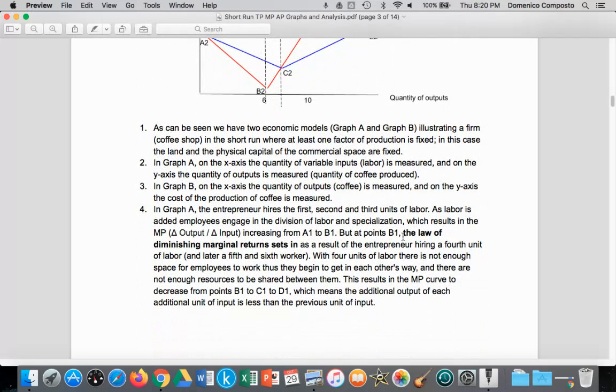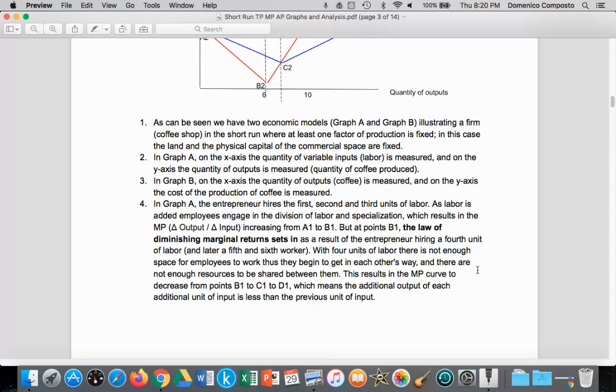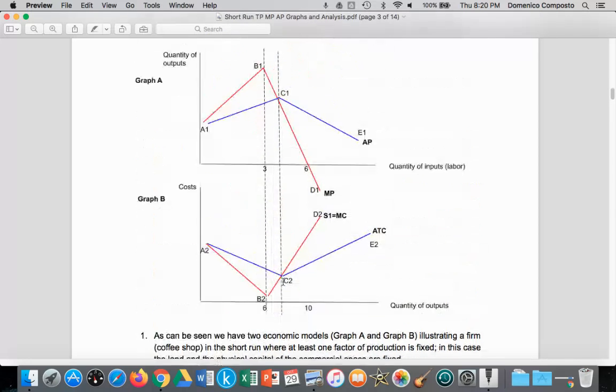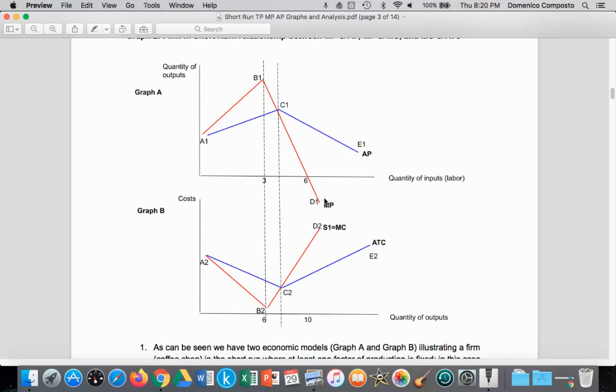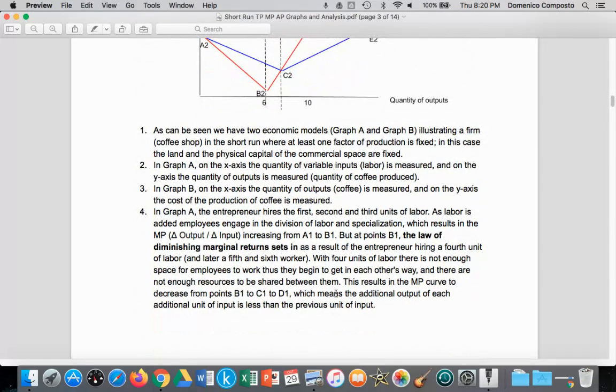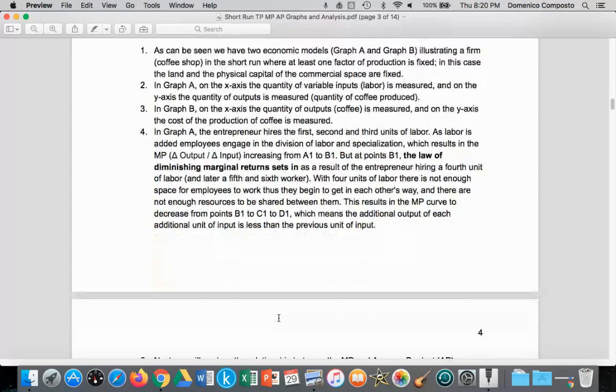But at point B1, the law of diminishing marginal returns sets in as a result of the entrepreneur hiring a fourth unit of labor and later a fifth and a sixth worker. With the fourth unit of labor, there is not enough space for the employees to work. Thus, they begin to get in each other's way, and there are not enough resources to be shared between them. This results in the MP curve decreasing from point B1 to C1 to D1, as we've seen before in the previous video, which means that the additional output of each additional unit of input is less than the previous unit of input.